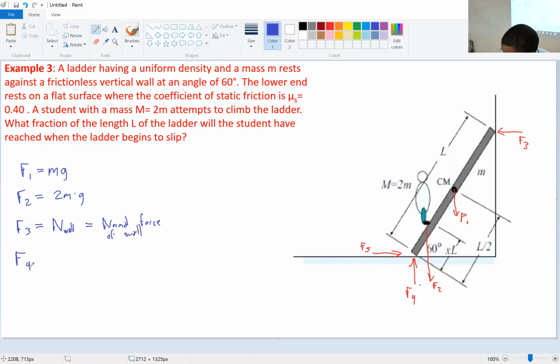Then we've got F4, same thing. How we notate it, normal force of floor. And then here, how do we find the, so F5, how do we find the force of the frictional force? Anybody know? So it's going to use this, the coefficient.